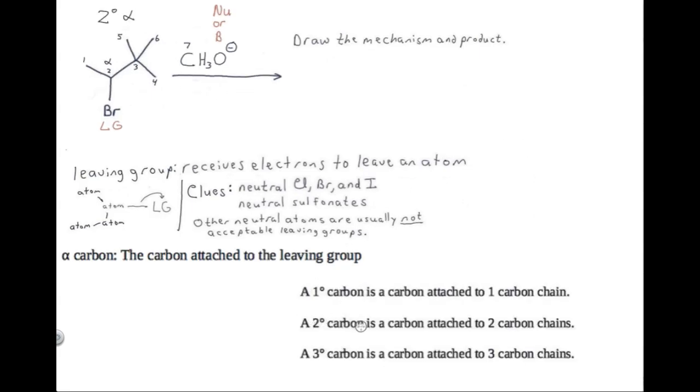A secondary carbon is a carbon attached to two carbon chains. Carbon 2 is attached to two carbon chains: a carbon chain that begins with carbon 3 and another carbon chain that consists of carbon 1. Notice that even a single methyl group can count as a carbon chain for this definition. Write down that we have a secondary alpha carbon.